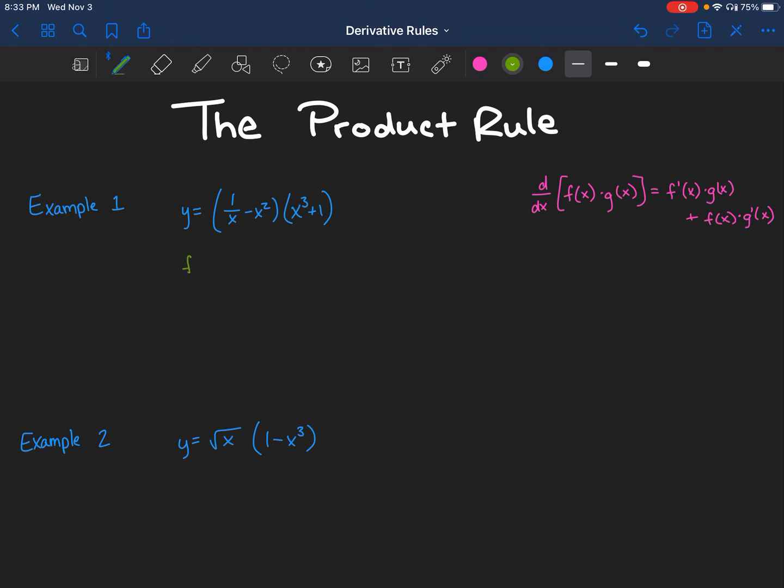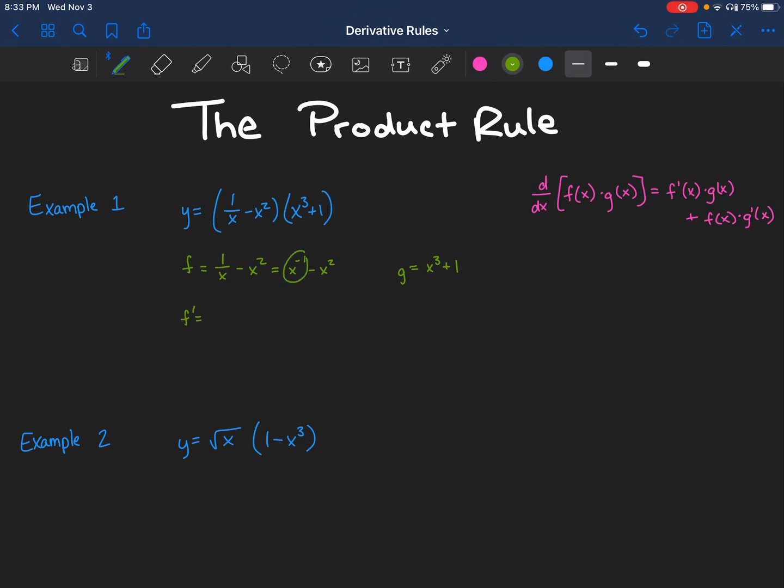So what I mean by that is this. I'm going to write down what the first function is. We'll call it f, and it's going to be 1 over x minus x squared. Now, I am going to rewrite this a little bit to make my life easier. So that 1 over x is actually x to the negative 1, minus x squared. That way I can use the power rule both times. The other thing I'm going to write down is the second function, which I'll call g, and that is x cubed plus 1.